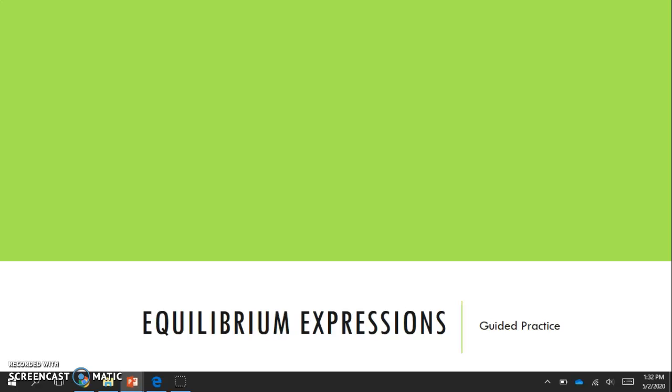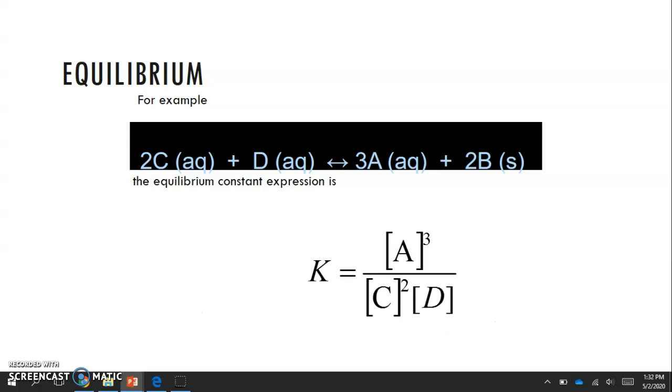So we're just going to be looking at how to actually set up equilibrium expressions. Again, you guys are not going to be required to solve them. You just need to know how to set them up. Okay? So let's take a look at this example first.